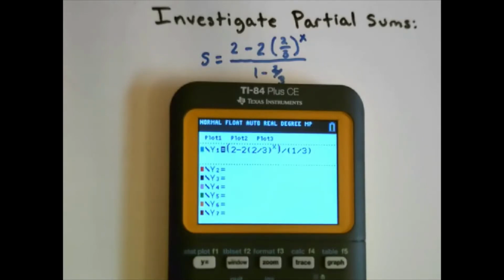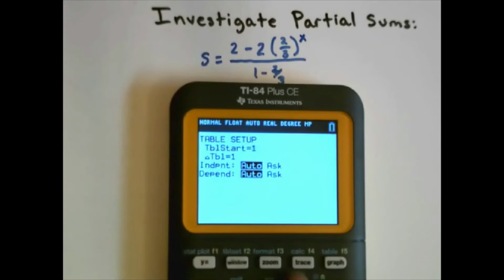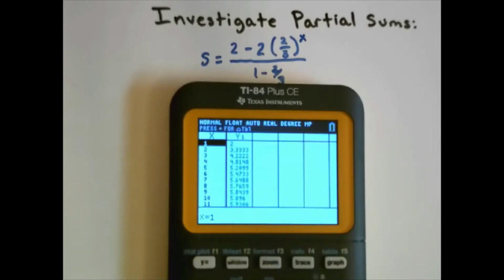So we're going to use the calculator to help us do this. I have plugged the formula into my y equals. So 2 minus 2 times 2/3 to the x, just make sure to open and close the parentheses there. And then 1 minus 2/3 is 1/3, so I just simplified that. I'm going to first look at the table. In our table set, I just want to start at 1. We don't care about negative values, and my delta is just going to be 1 because we're physically adding terms. So 1 term, 2 terms, 3 terms. If we go to the table, what we're looking at is what happens as we add more and more values.